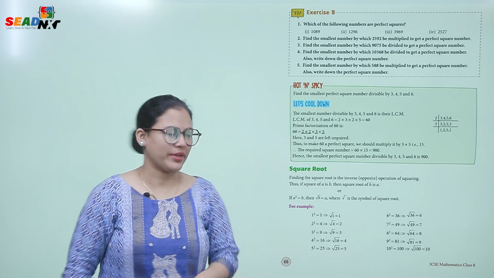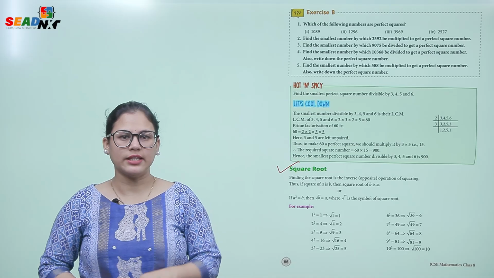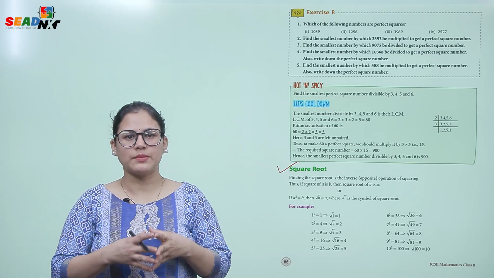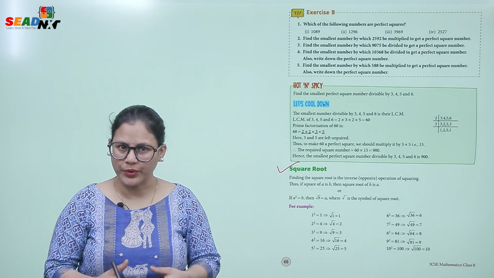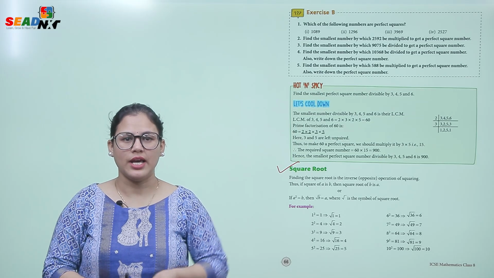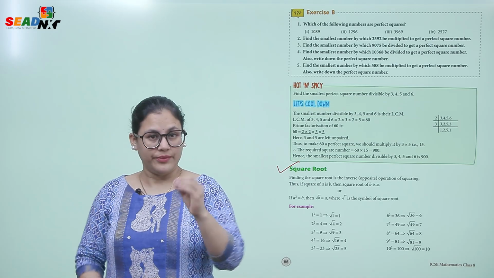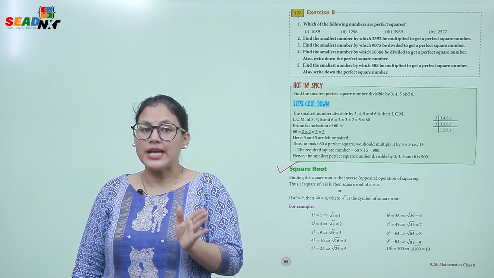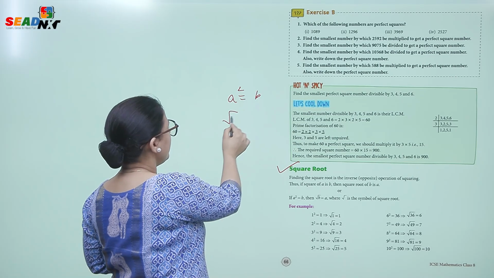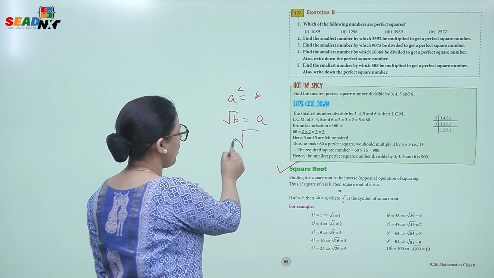Now move on to the next topic, square root. Finding the square root is the inverse, that is the opposite operation of squaring. Thus, if the square of A is B, then the square root of B is A. Okay, अब हमें square root find करना है. Square root आपका squaring के opposite होता है. अगर A का square B है, that means B का square root होगा A. Or you can also say, if A square is equal to B, then the square root of B is A, where this symbol is the symbol of square root.